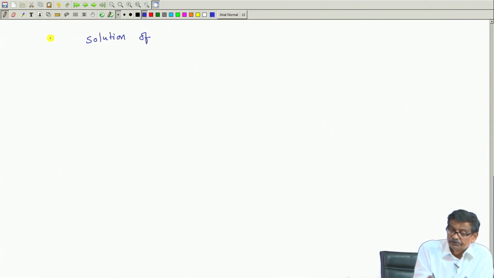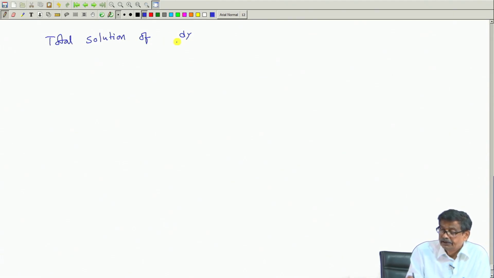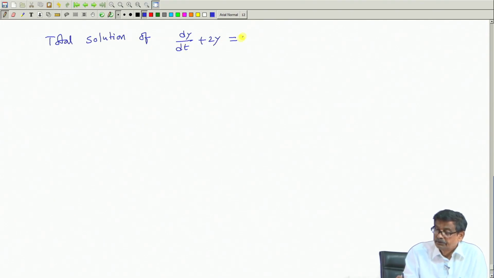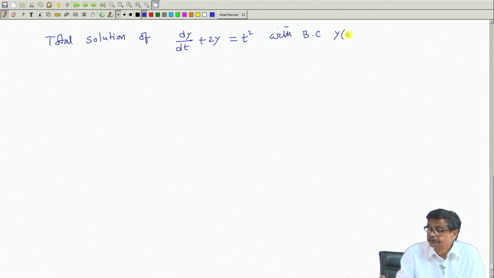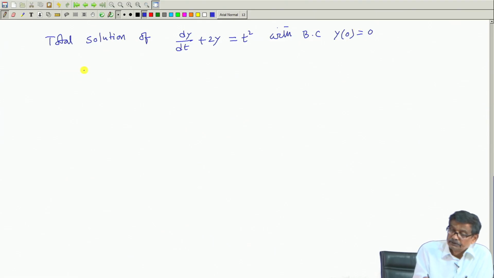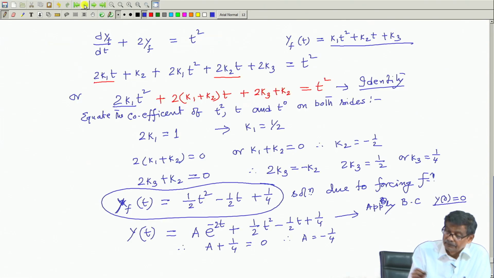And hence finally, I will say that the total solution of dy/dt plus 2y is equal to t square with boundary condition y(0) is equal to 0 is y(t), which is equal to, I have found out now, a is equal to minus 1 by 4.